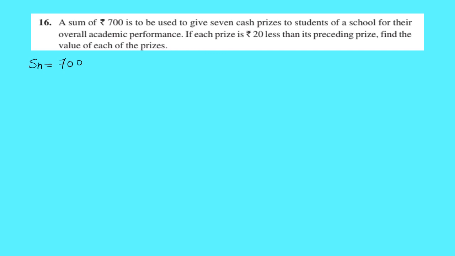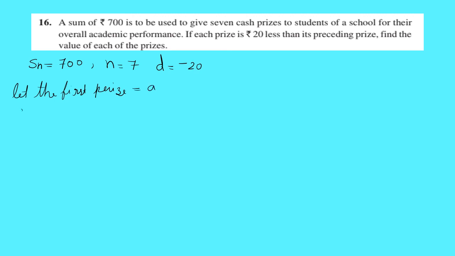Now the number of prizes, that is n equal to 7, and each prize is 20 less than its preceding prize. That means the common difference is minus 20. Since it is less than, please be careful, it is minus 20. Then you have to find the value of each prize. So first, let the first prize be equal to a.